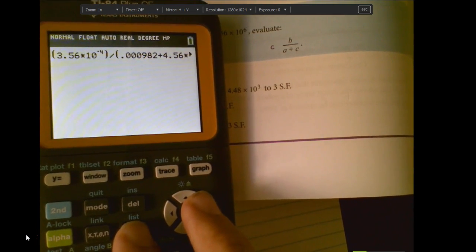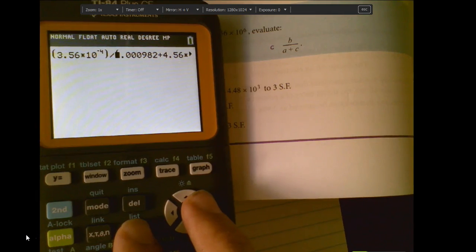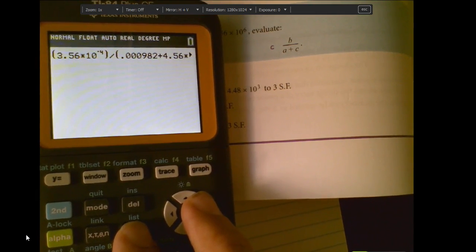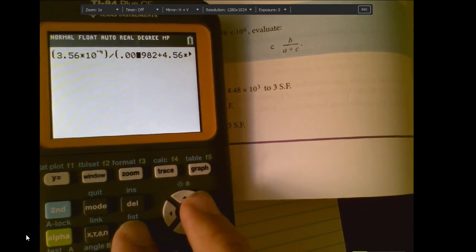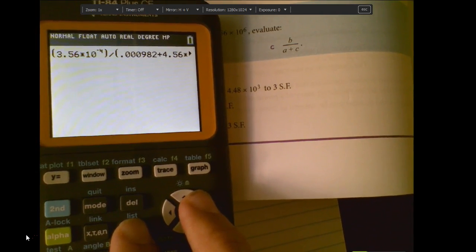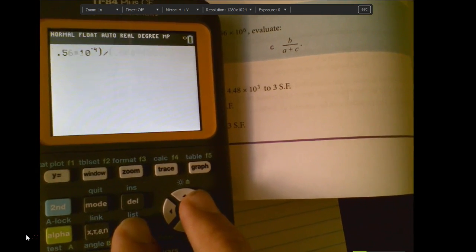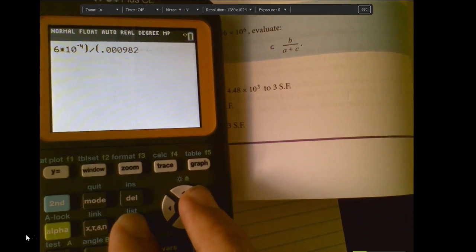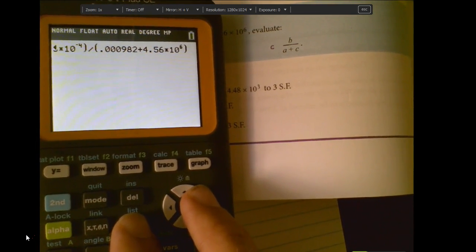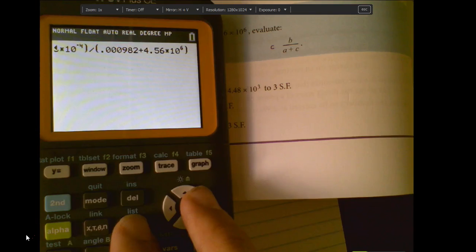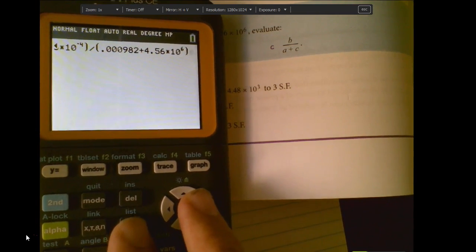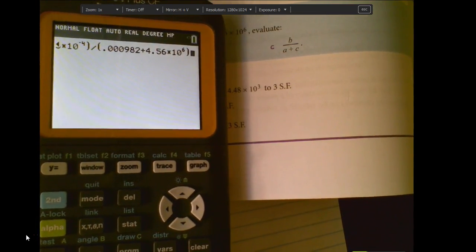I closed off those parentheses, and then I'm dividing, and so I put everything on the bottom in parentheses. So I got the 0.000982 plus 4.56 times 10 to the 6th. And again, notice I grouped the entire denominator in parentheses. That's really important in order to get this right. So now if I hit enter, here's what we got.